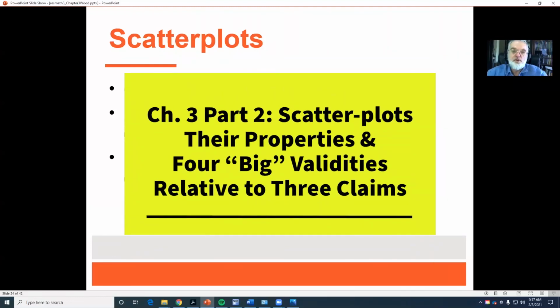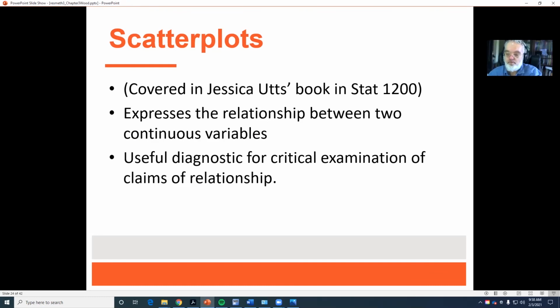Where we left it last time was to talk a little bit about scatterplots, and I don't need to talk a lot about scatterplots for two reasons. This is the first time I've taught this class, so I wanted to know what you know from the required classes you've had before. And in the Ox book, Seeing Through Statistics in Stat 1200, they do talk about scatterplots and correlation coefficients. So I'm happy to talk about that.